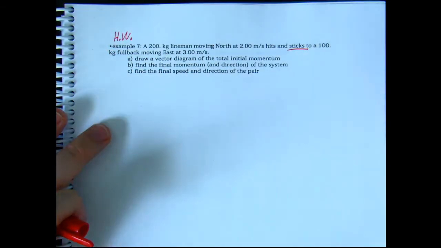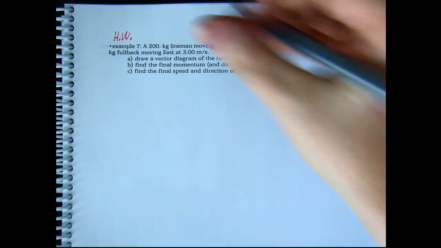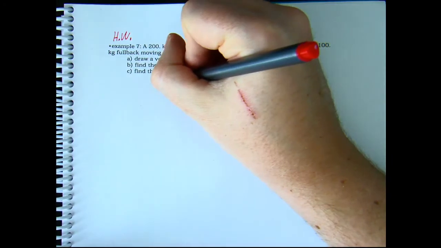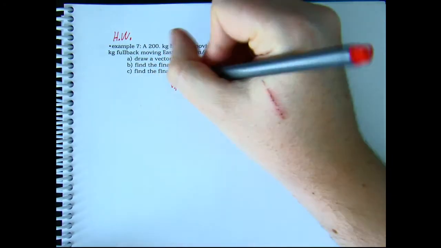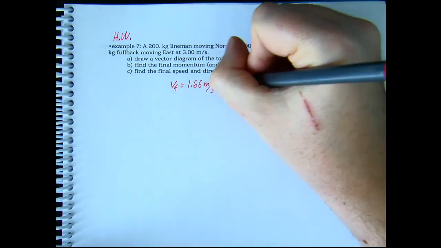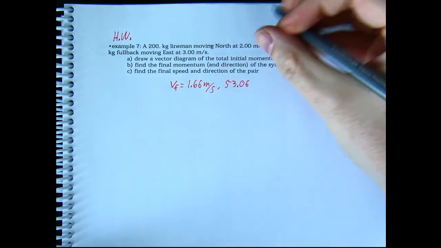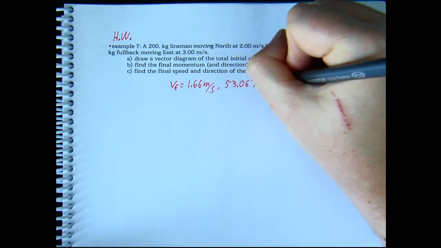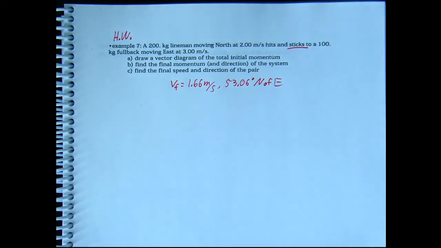I'll give you the answer here. The answer to this question is V final of the pair is 1.66 meters per second, 53.06 degrees north of east. But I want you to try it. I want you to make that one part of your homework.